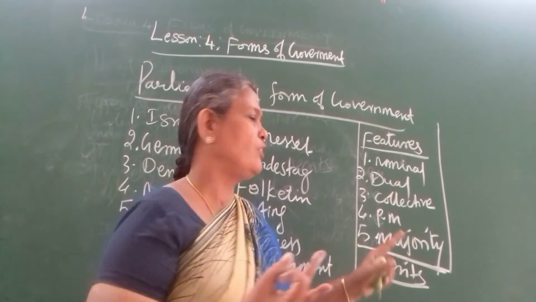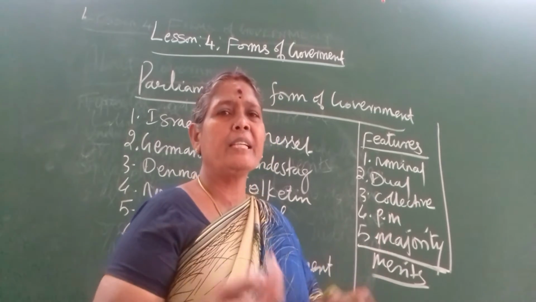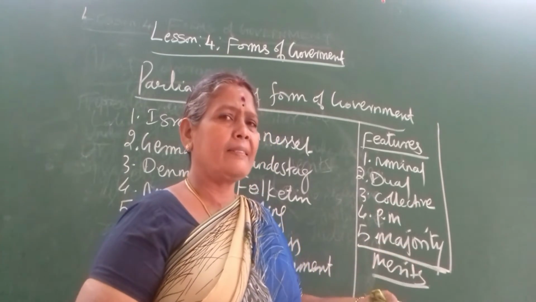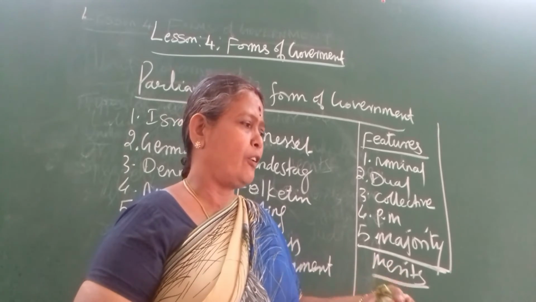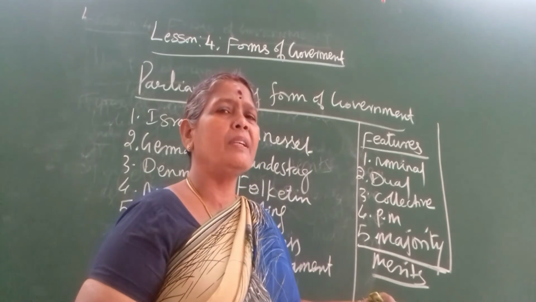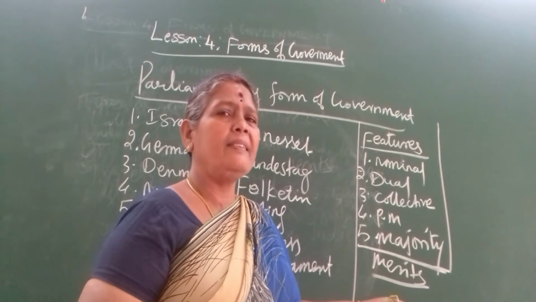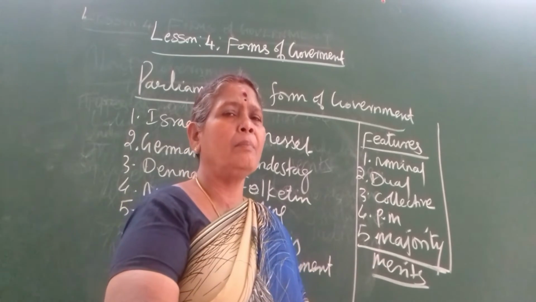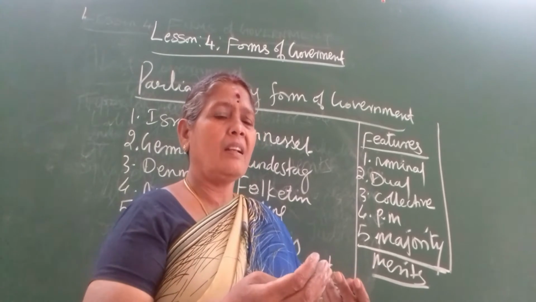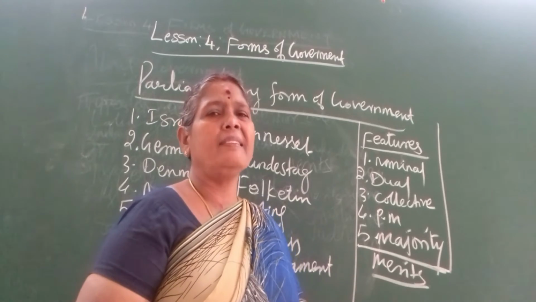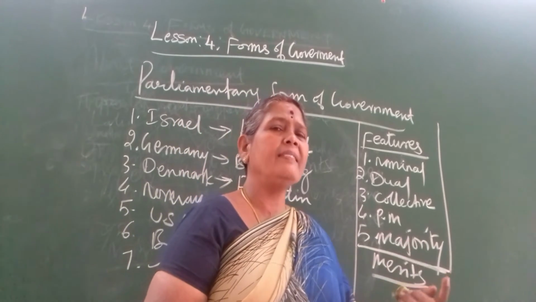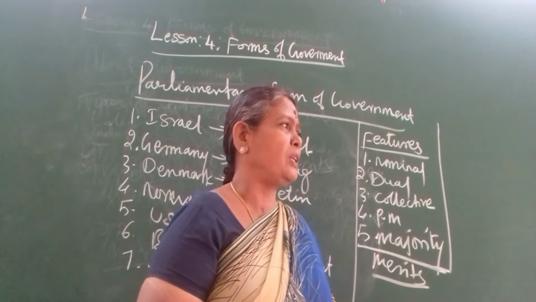The second demerit is no continuity of policies. In one period of 5 years, one prime minister comes, one party forms the government. If we implement one policy in their period, next time some other party will become the government, and they are not sure whether they will continue that policy or not. So the continuation of a policy is not possible.